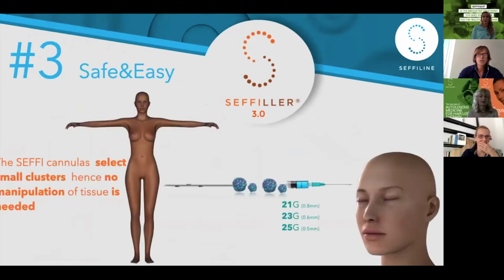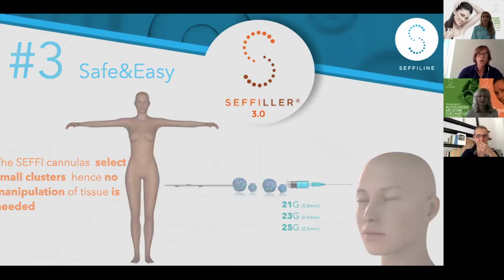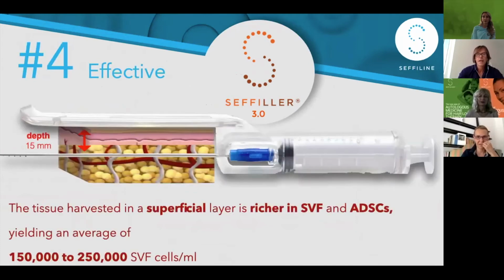And this procedure comes from the Seffi technique, and so the special cannula needs no manipulation of the tissue. And last but not least, the guide: the tissue is harvested in a superficial layer, thanks to the guide, yielding an average of 150,000 stromal vascular fraction and stem cells.